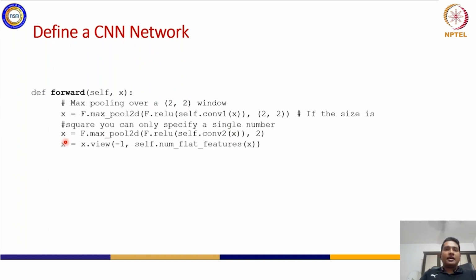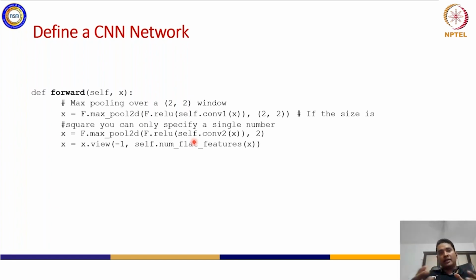And again, we are flattening this X using this view function. The view function, you remember, is used to resize this. Now we do not know what the batch size is that we are applying to this input tensor, so depending on the batch size, you want to flatten. So for 16 images, what is the total number of flattened features?